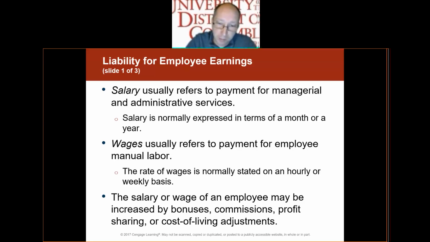Salary or wage of an employee may be increased with bonuses, commissions, profit sharing, or cost of living adjustments, also known as COLA. Those are nice to get. Just saying.